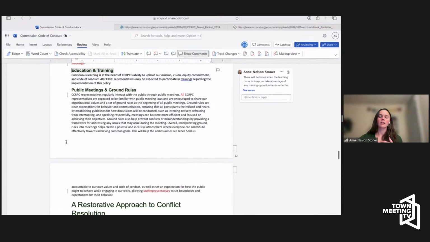Education and training. So board members, for example, might be asked to participate in a training around conflict resolution or some other piece or parcel of this code of conduct.